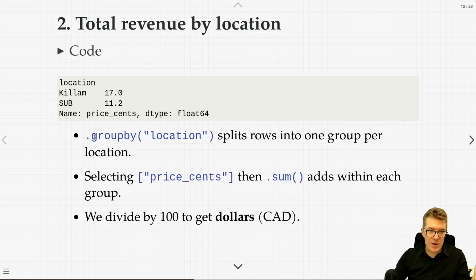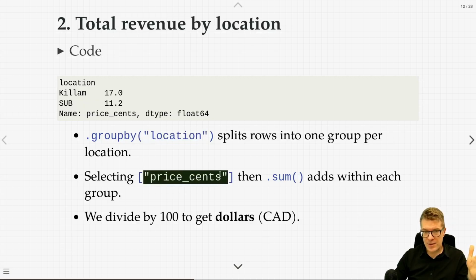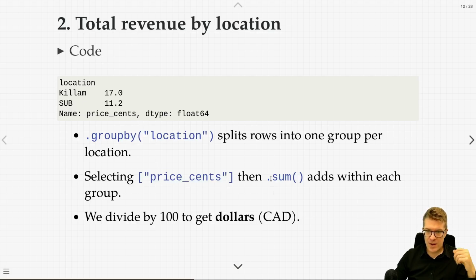So yeah, the groupby function passed with one argument splits rows into one group per whatever I passed as an argument to groupby, in this case location. You should go ahead and try different column names as arguments to groupby to see how that works. I'm only caring about price cents at this point, so that's why it's passed in before. And then sum, we'll just add within each group. So sum over every group, and then divide by 100.